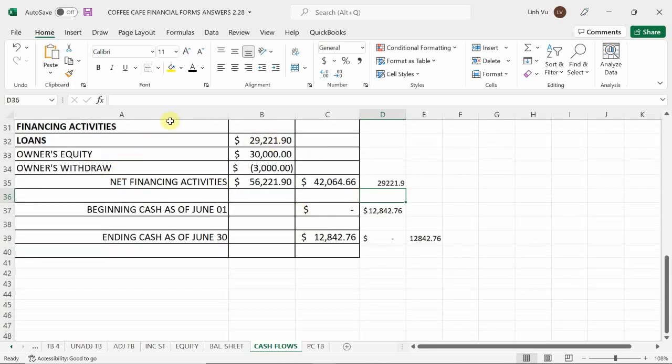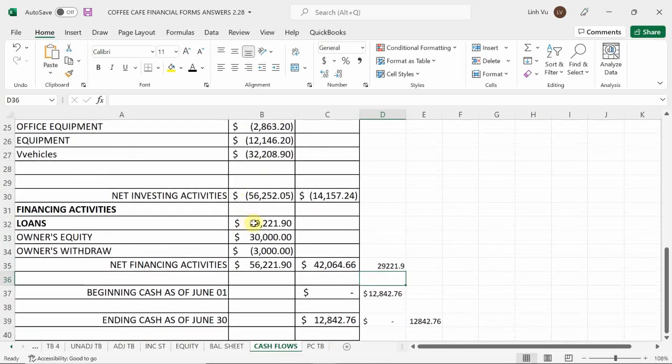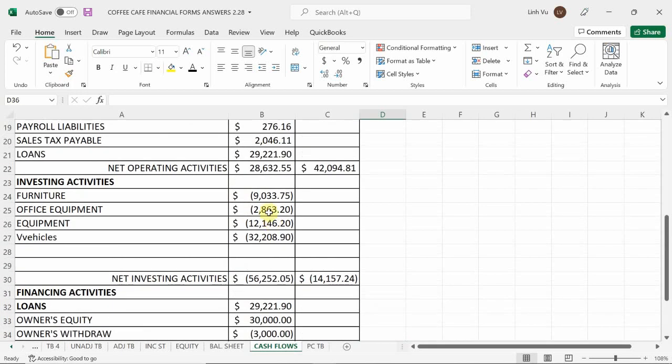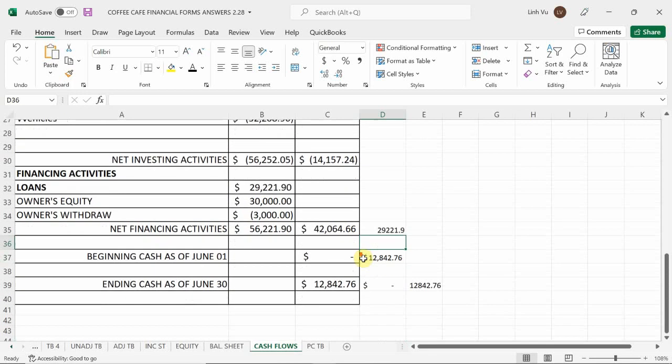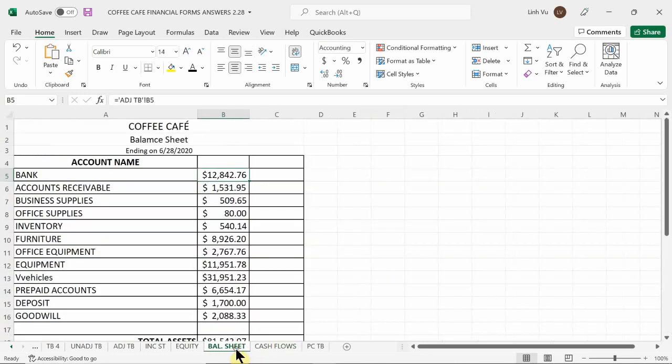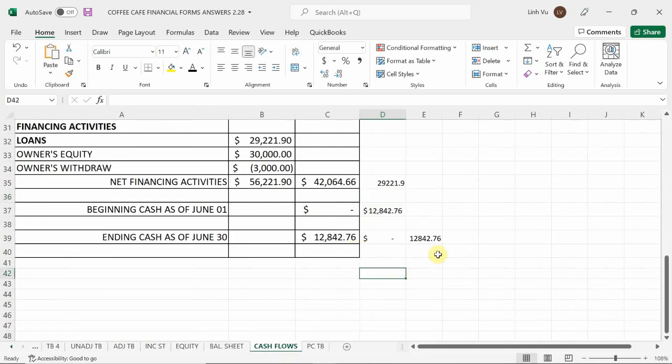When you get a loan, that means you got money. You increased your finances, right? And of course, you got this as well. So I'm not quite sure why this is incorrect. But other than that, there you go. You should get the total of that $12,842.76, which should match your balance on your bank account for that. And that's how you do the statement of cash flows.